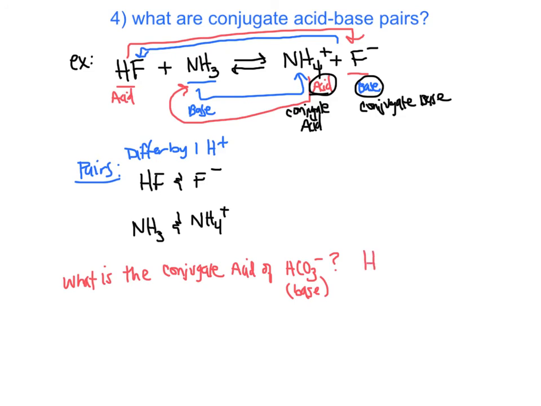So it would be H2CO3, because H2CO3 would be an acid. In fact, it would be the conjugate acid of HCO3 minus, because for this to become this, it has to give up a hydrogen ion, and so it's an acid. So those are conjugate acid-base pairs.